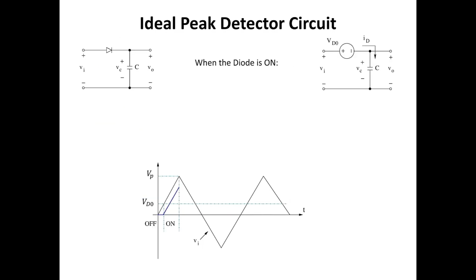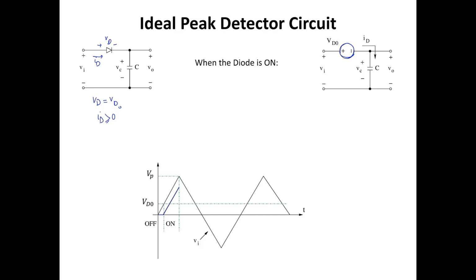When Vi increases beyond Vd0 volts, the diode is going to turn on. I can replace the diode with its circuit model when it's on, which is a constant voltage drop model. I'm going to write Vd is equal to Vd0, this is plus minus Vd, and Id is going to be greater than or equal to 0 for the diode being on.